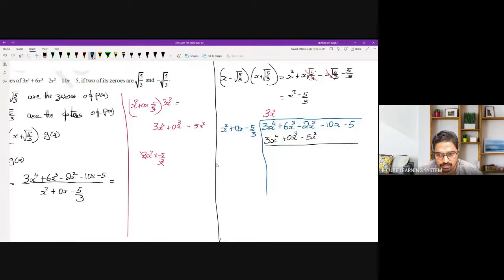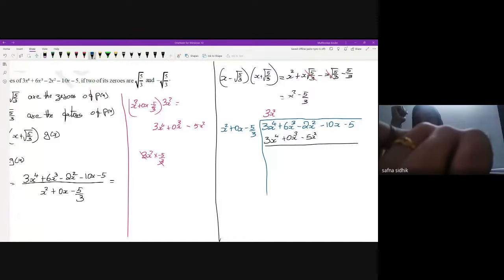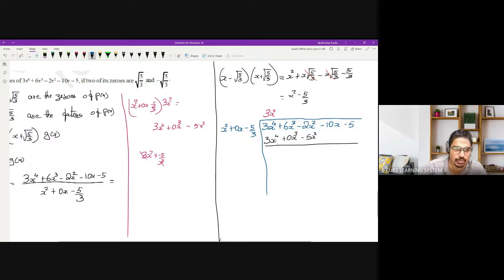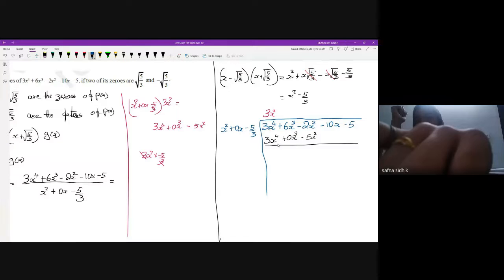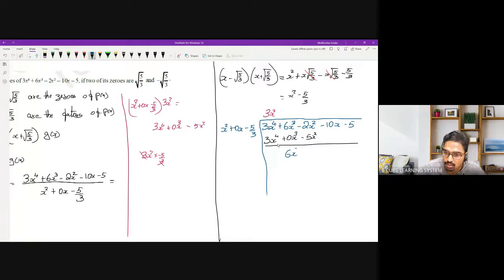3x raised to 4 minus 3x raised to 4 is 0. 6x cube minus 0x cube is 6x cube. The next one, minus 2x square minus minus 5x square gives 3x square.